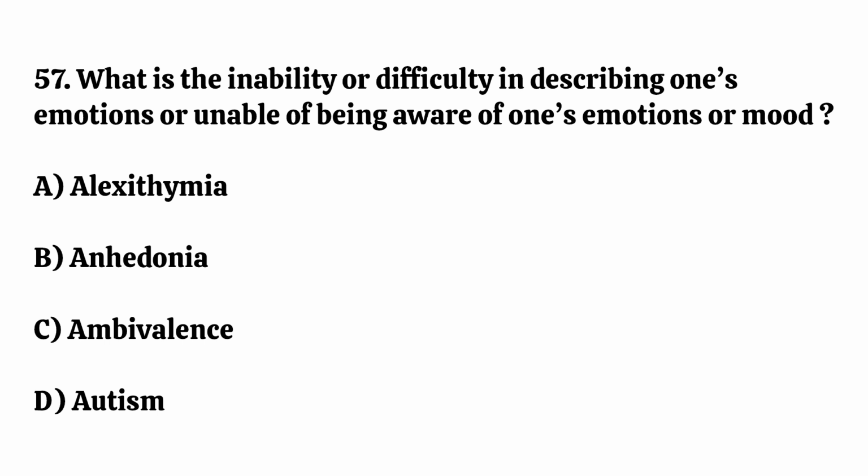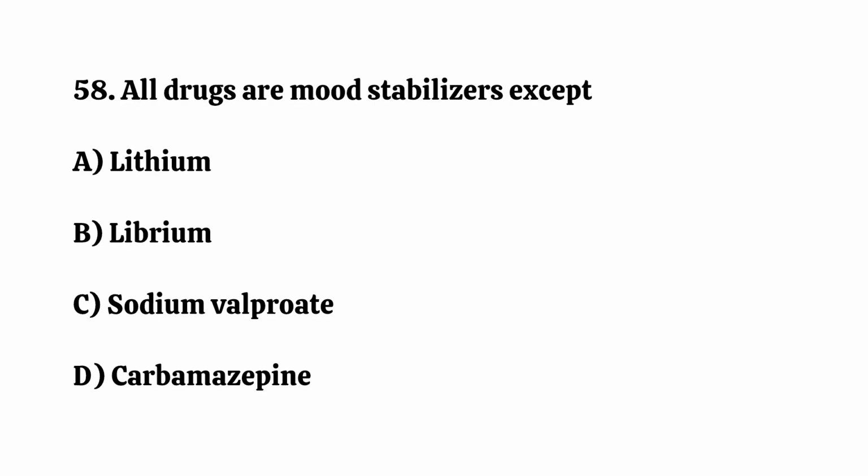Next, what is the inability or difficulty in describing one's emotions or unable of being aware of one's emotion or mood? A. Alexithymia, B. Anhedonia, C. Ambivalence, D. Autism. And the answer is option A. Alexithymia.